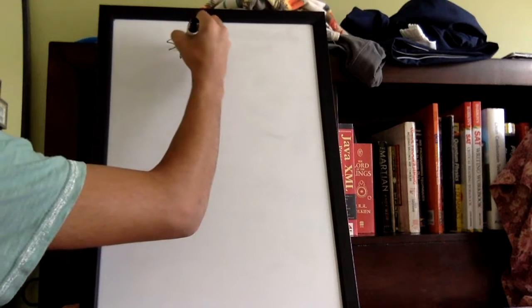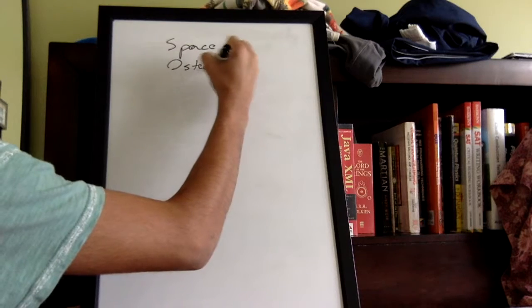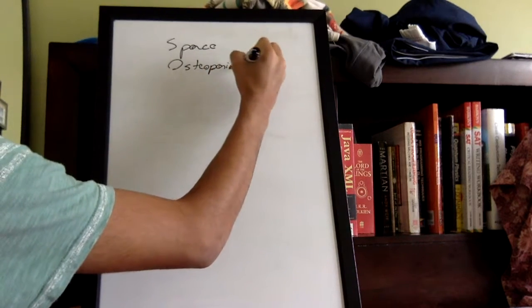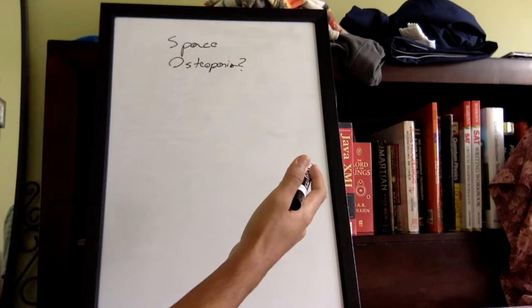Hi, so in today's research log, we will be talking about a common problem faced in space, which is called space osteopenia. So let's jump right into this. So, space osteopenia, what is it? Space osteopenia is sort of like osteoporosis for space.